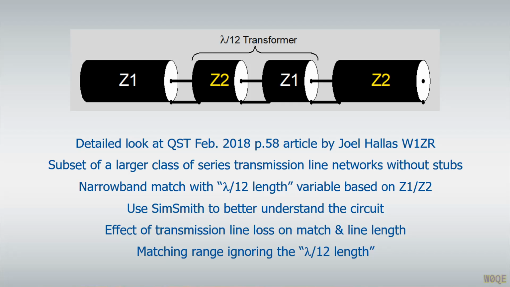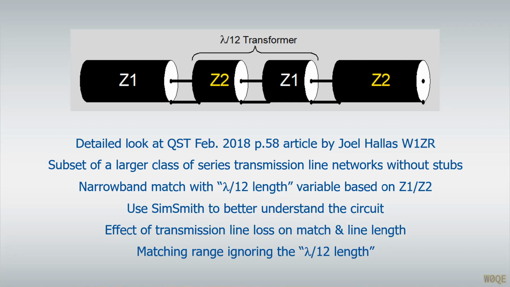This circuit is a subset of a larger class of series transmission line networks without stubs, and it results in a narrow band match, a modestly narrow band match, when the sections are approximately 1/12th of a wavelength long each. And that's a number that's slightly variable based on Z1 divided by Z2, that ratio.